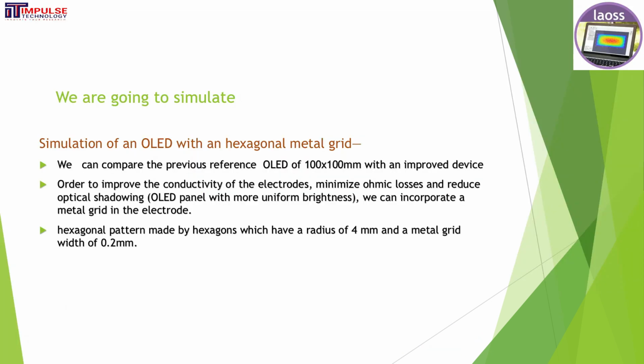We are going to simulate here an OLED with a hexagonal metal grid. It is related to the first tutorial, with the same geometry, an OLED of 100 mm width and 100 mm height. But here we are going to improve the conductivity of the electrode, minimize ohmic losses and reduce optical shading. That means an OLED panel with more uniform brightness. We can create a metal grid in the electrode, and we are going to create this type of geometry here with a hexagon that has a radius of 4 mm and a metal grid width of 0.2 mm.